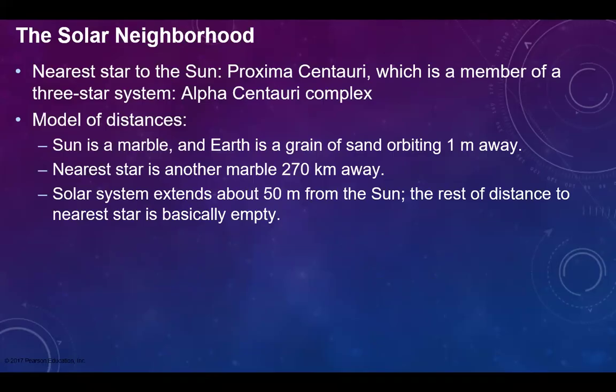So if you wanted to make a model of the neighborhood, the sun is a marble, the earth is a grain of sand orbiting a meter away. The nearest star is another marble around 270 kilometers away. The solar system extends about 50 meters from the sun, and the rest of the distance to the nearest star is basically empty. So stars are a long way apart.